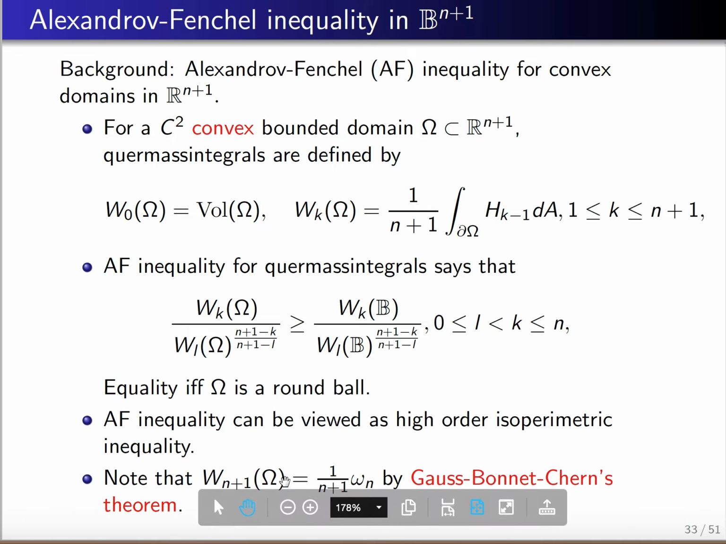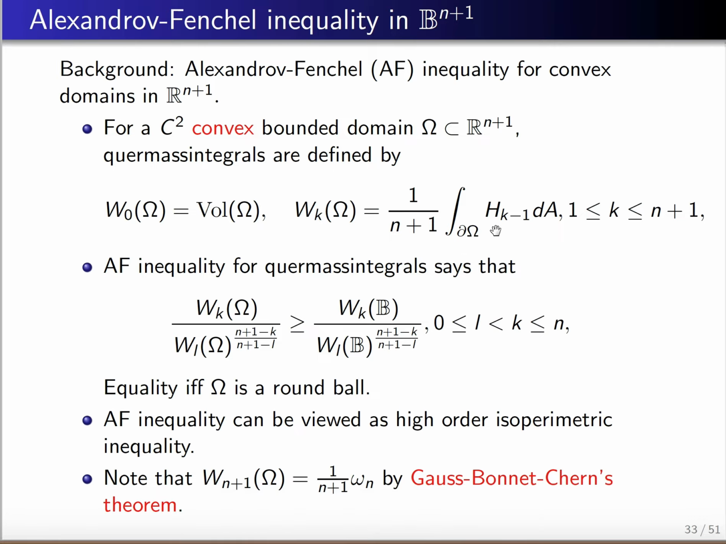Note that the highest order of the quermassintegral, W(n+1), is in fact a constant, because here the highest order is the Hn, which is the Gauss-Kronecker curvature. So by the Gauss-Bonnet-Chern formula, you can see that the boundary integration of the Gauss-Kronecker curvature is a constant.